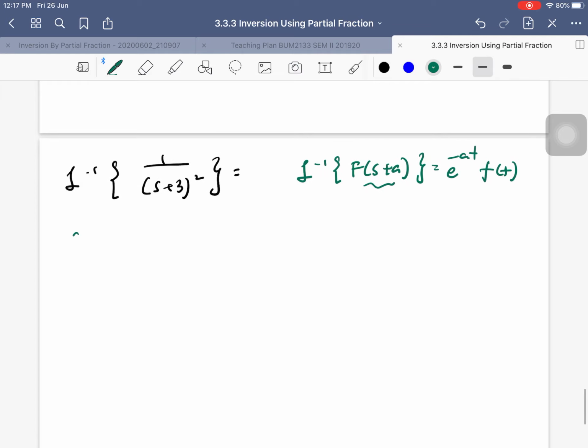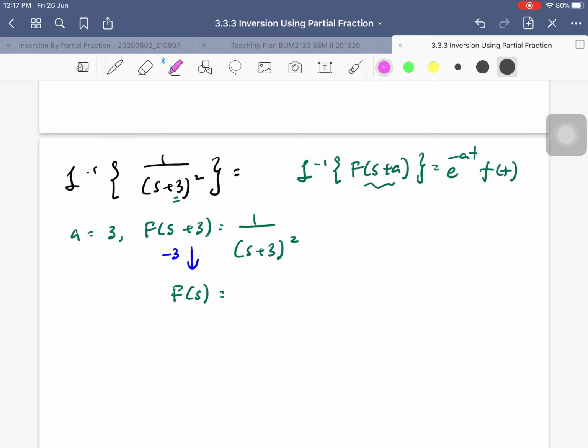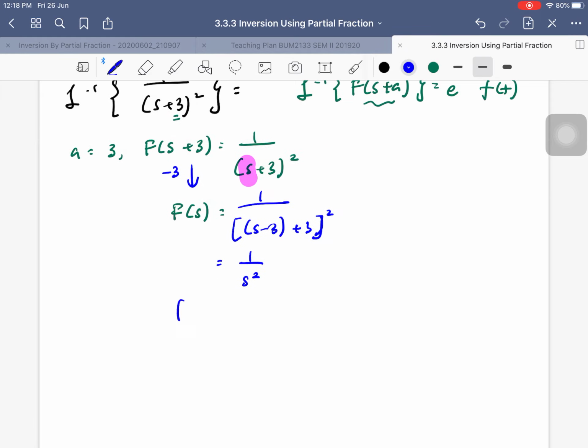And for this case, my a value, this is going to equal s plus a, that's a 3. So my F of (s plus 3) is going to equal 1 over (s plus 3) squared. That has to be changed to F of s. And this is going to be achieved when everywhere that there is s, I subtract 3, which is referring to the term in the denominator. So I'm going to have 1 over (s minus 3 plus 3) squared, which is going to be simplified to 1 over s squared. So when I take the Laplace inverse, I will get that f of t is going to equal t.